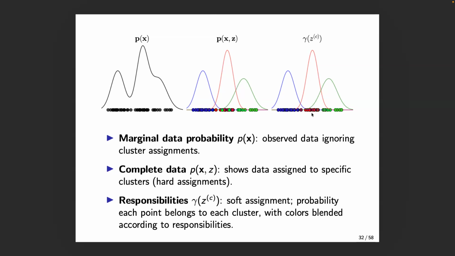And this is reflected in these soft assignments. Also note how the color gradually changes from blue to red to green, meaning that the boundaries between the clusters are kind of blurred. That's why you have these soft assignments, and the data point can belong to different clusters with different probabilities.